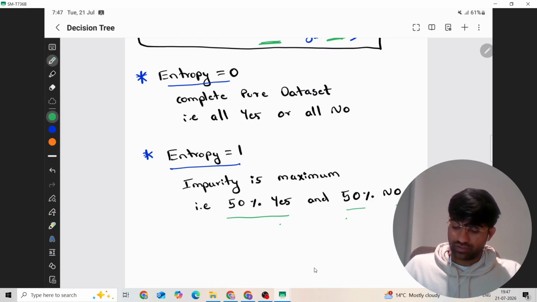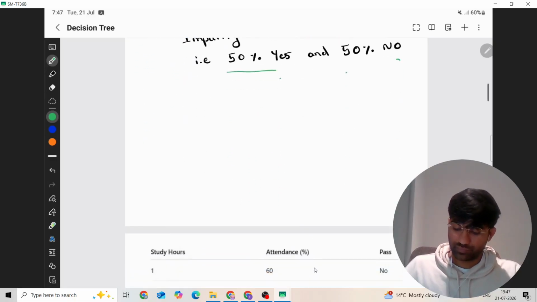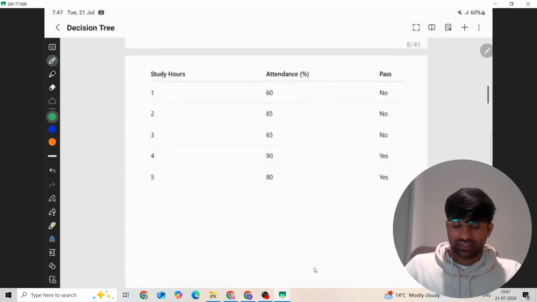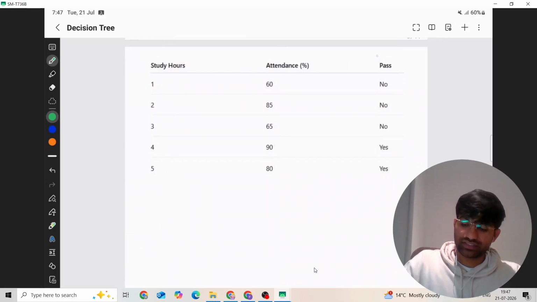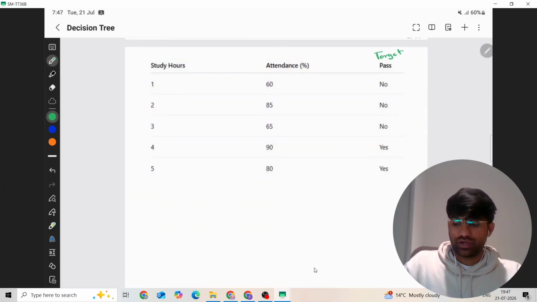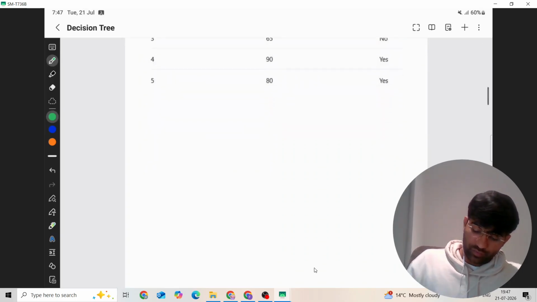So let's have a look. We will consider the same data set. The study hours, attendance. Based on the study hours and attendance, we will predict our target, whether the student will pass or fail. Let's begin the entropy calculation.